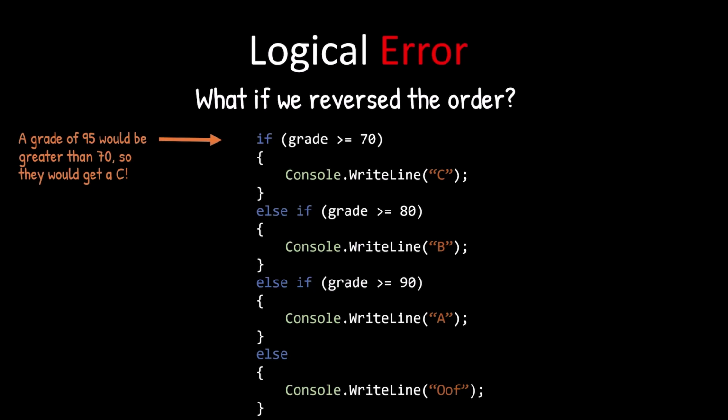The point is, take a moment to think about your data and the order of your conditions, or you might get unexpected results. Logical errors can be very tricky to troubleshoot. In this example, our code would work fine for grades of 70 to 79 and below 70, but any grade above 79 would be given a C. So the code would appear to be correct only some of the time.